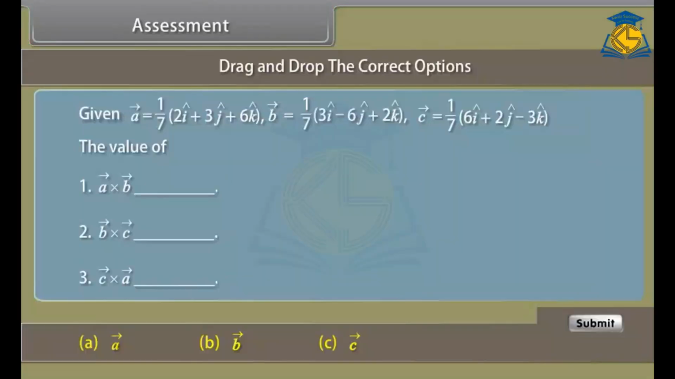Hence proved. Assessment. Before proceeding further, let us know how much you have learned. Drag and drop the correct options.